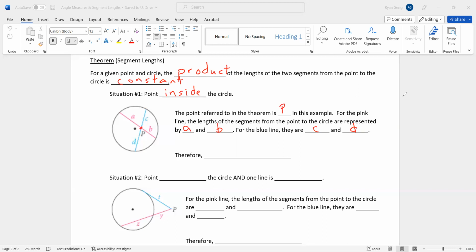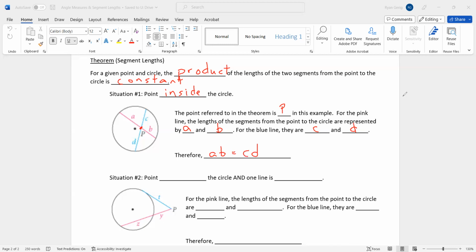Okay, now what the theorem says is that the product of those lengths is constant. So A times B, or AB, is equal to any line that goes through that point from basically any chord that goes through that point. I'm going to take the two sections that are made by that and multiply them together, and it's going to stay the same. So C times D. The pink line is a chord, the blue line is a chord. The two segments made by that point are constant when you multiply them together.